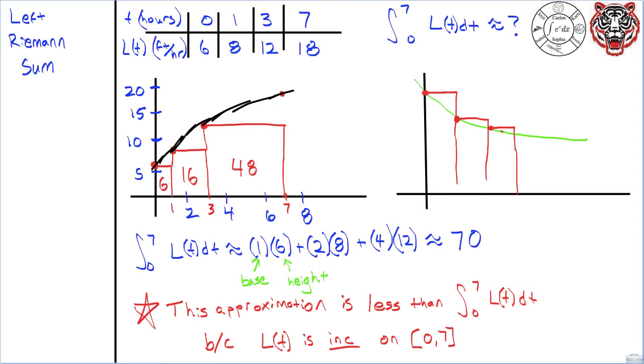All right, let's move on to a right Riemann sum. So if it's increasing, then it's an under approximation. Yes. So for the category of left, increasing means under, and decreasing means over. All right, let's do the right Riemann sum.